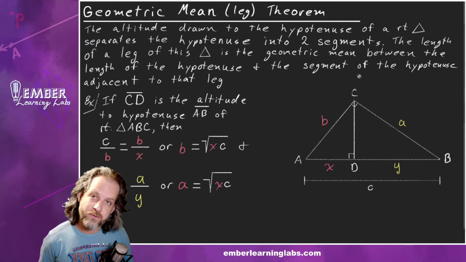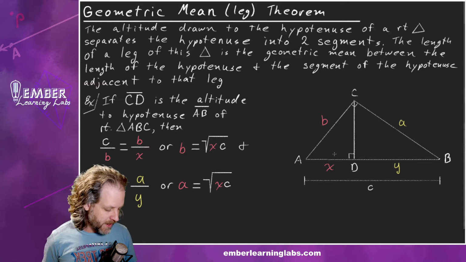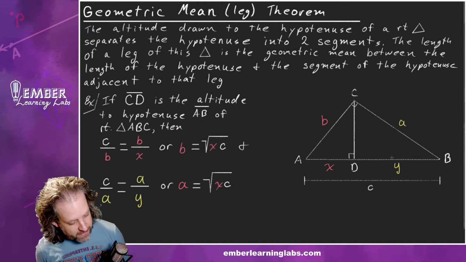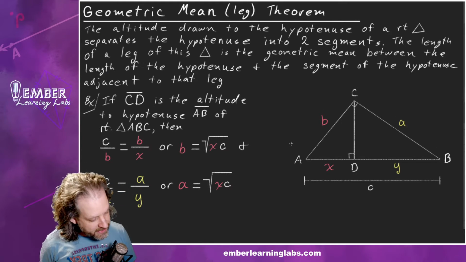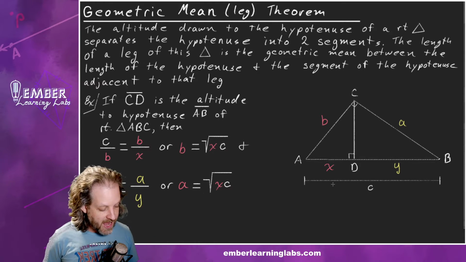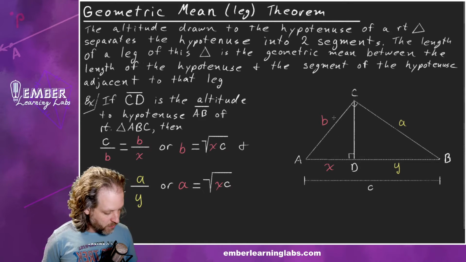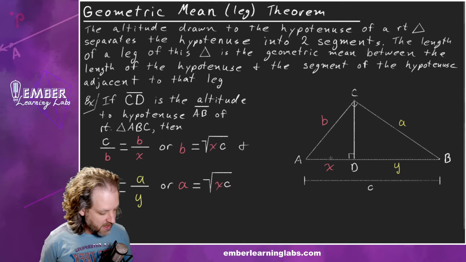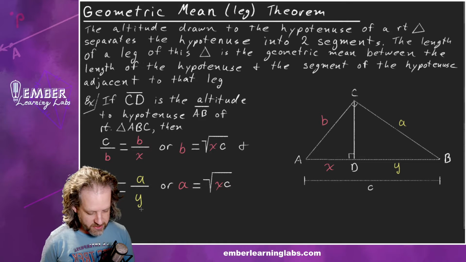The altitude drawn to the hypotenuse of the right triangle, same words, separates the hypotenuse into different segments. We've labeled them as X and Y in this example. The length of a leg of the triangle, like B is a leg or A is a leg, is the geometric mean between the length of the hypotenuse, which we've labeled as C, and the segment of the hypotenuse adjacent to that leg. So B is the geometric mean between C and X. A is the geometric mean between C and Y, right? And so we've got that written.